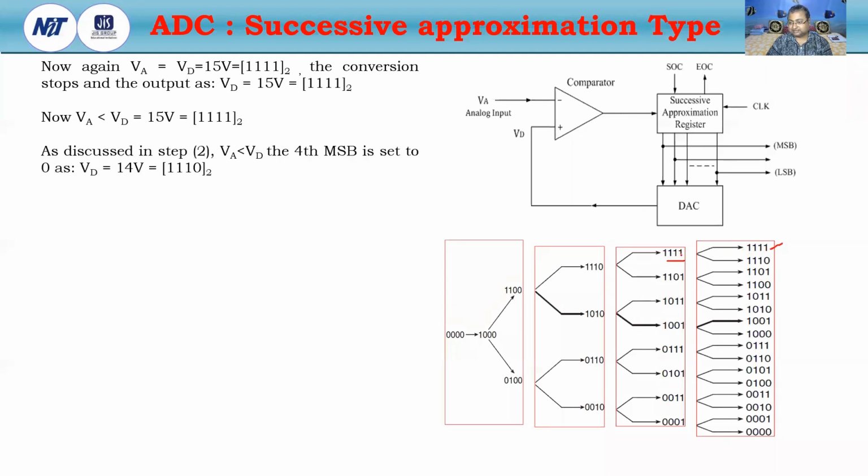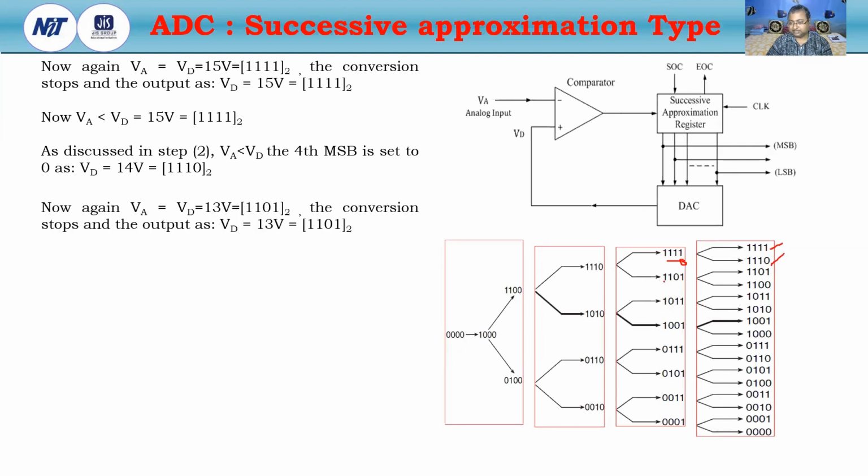If less, then the next MSB should be 0. So this should be 0. So then we will get this. For this, if it is greater than this, the MSB bit is already 1, so it should remain unchanged. If less than, then this MSB should be 0. So we will get like this, 1100.